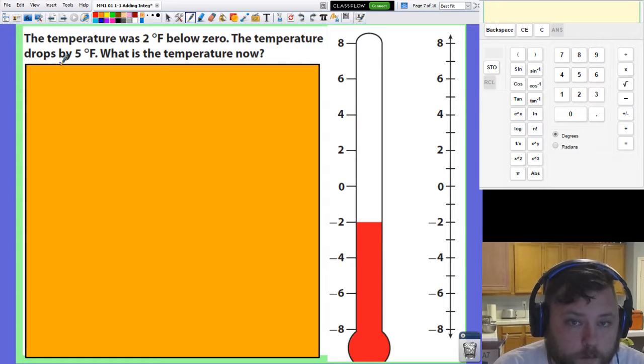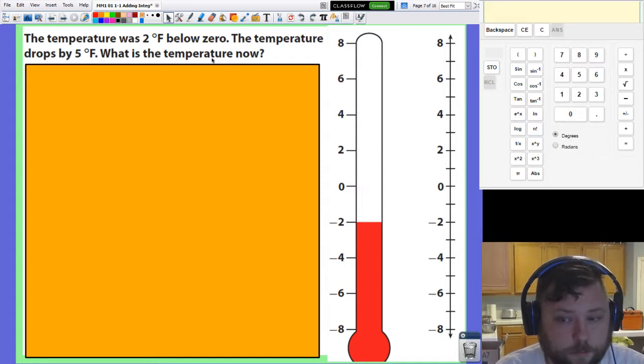All right, I'm going to represent this differently. So we have kind of a word problem here. A temperature was 2 degrees Fahrenheit below 0. The temperature drops by 5 degrees Fahrenheit. What is the temperature now?